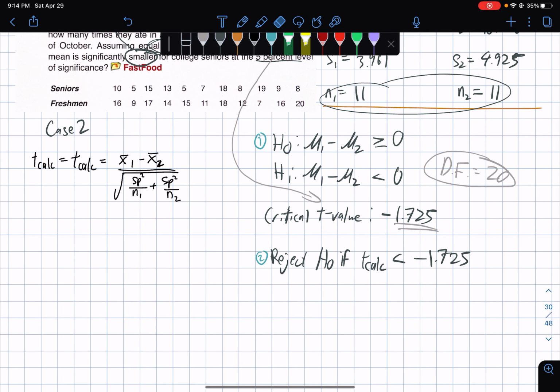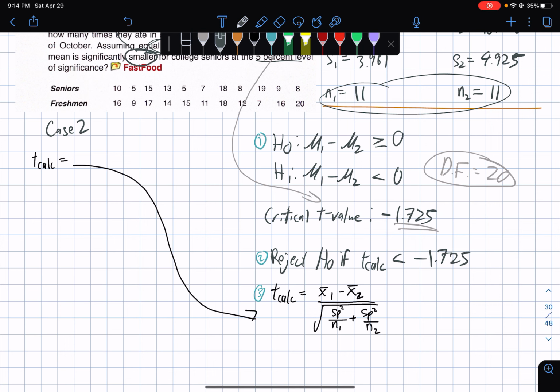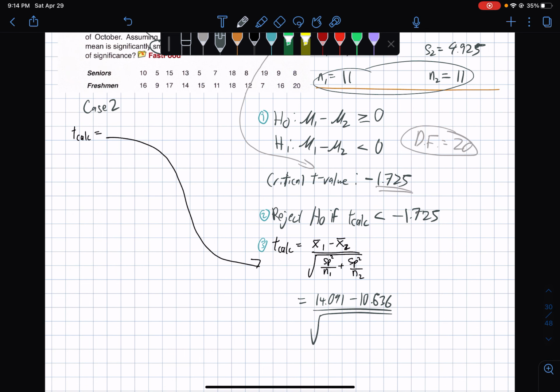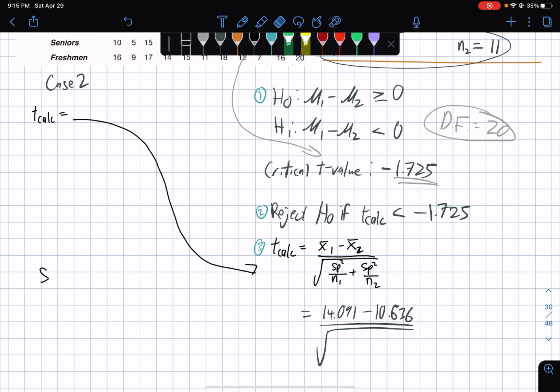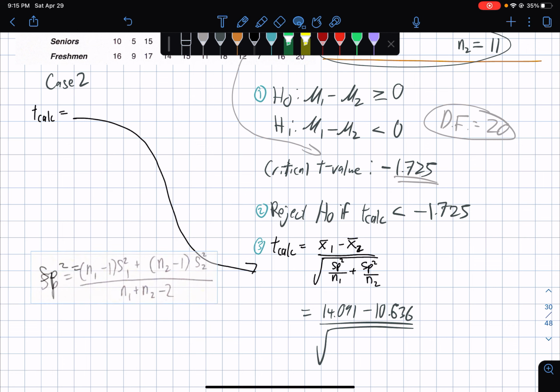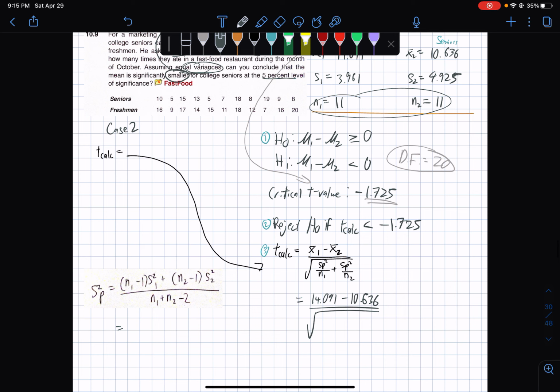And then step three is the computation. So, sub the values. What do we have again? We have x bar 1 is 14.091, and x bar 2 is 10.636. And then we have to solve for Sp squared. Oh my goodness. Okay, copy paste the formula again. N1 is 11, 11 minus 1, and then S1 squared is 3.961 squared, plus N2 is 11, minus 1, and then S2 squared is 4.925 squared, divided by N1 plus N2 minus 2.